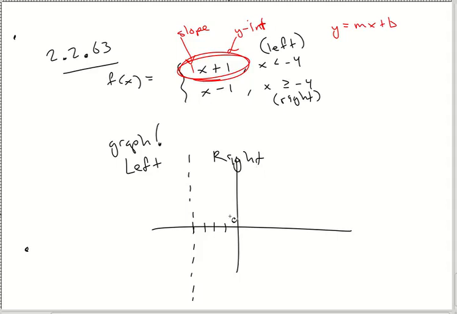I want to graph this. I'm going to start here at positive 1, and then I have a slope of 1, which means it's 45 degrees, basically. 1 over 1, there's my next point, and there's my line for this graph. Something kind of like that.